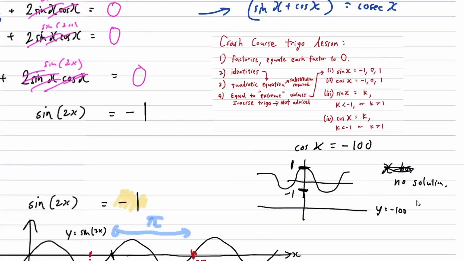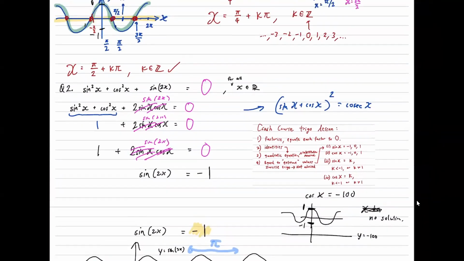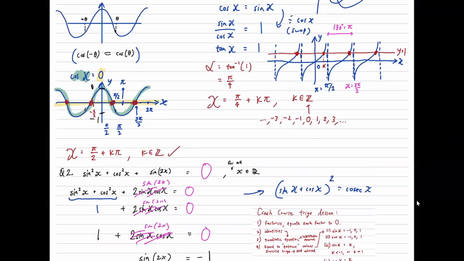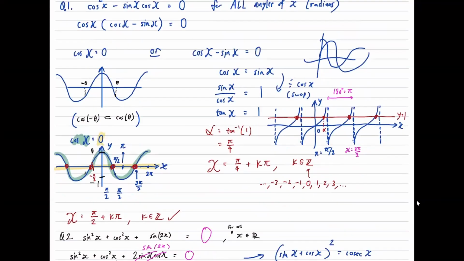Did I cover that case? I think I did, right? Cosine x equal to 0, it's the same thing. You can do the same if it's sine x equal to 0. Just draw the graph of sine x, draw y equals 0, which is the x-axis, and find the points of intersection. Can? Understand? So let's summarize.